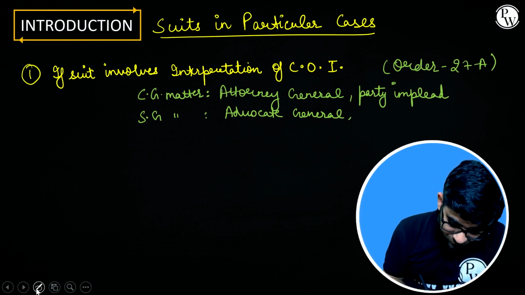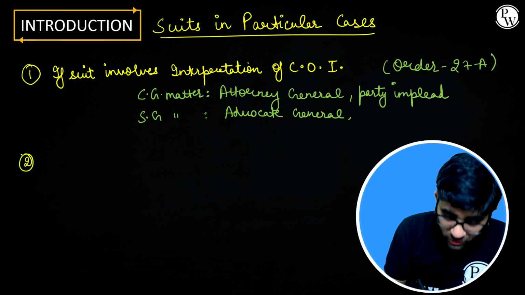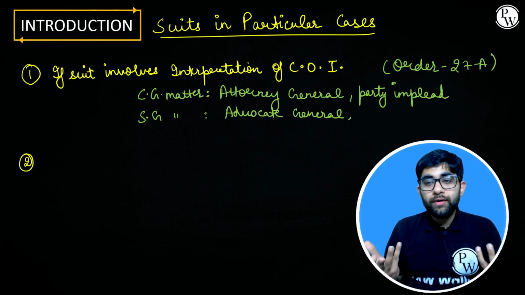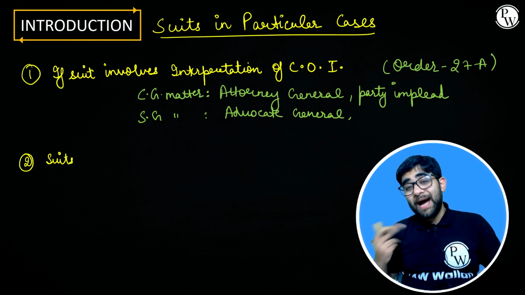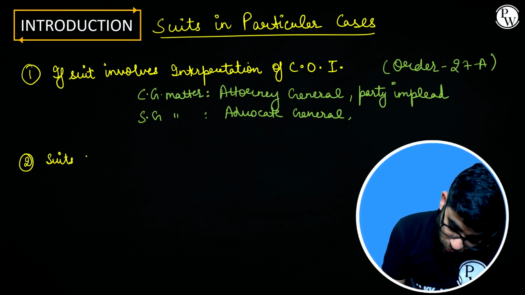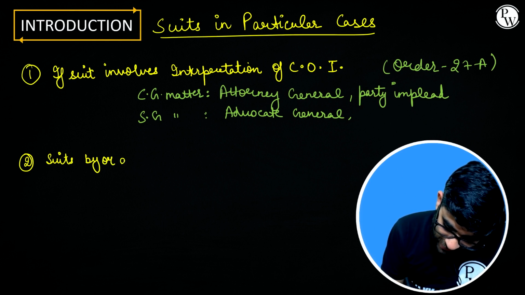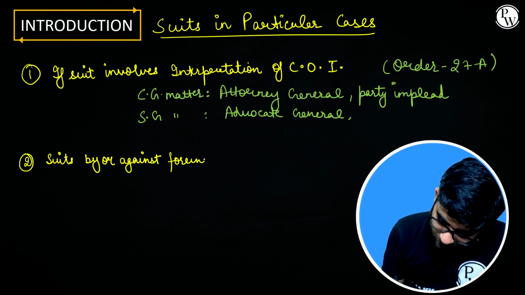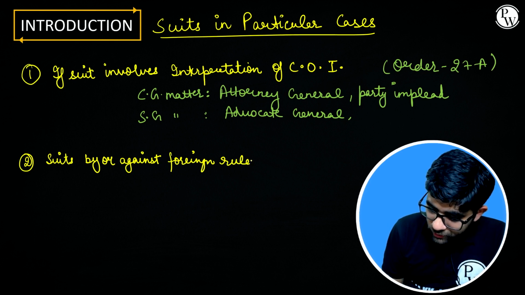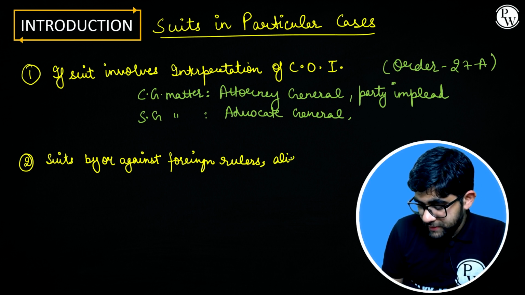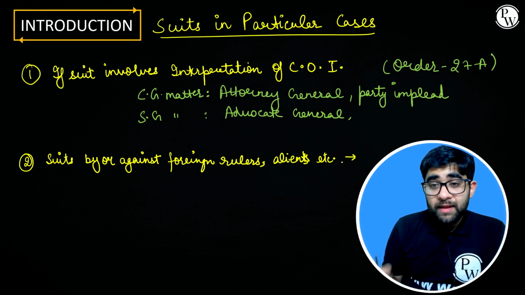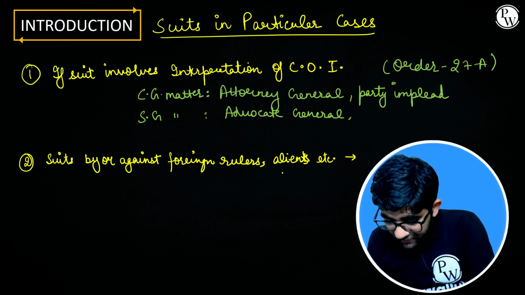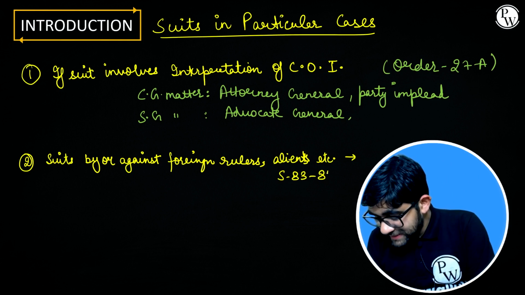Now, second is suits involving aliens or foreign rulers. Suits against or by aliens, foreign rulers, etc. Suits by or against foreign rulers or aliens, etc. Then this is given under sections 83 to 87B.